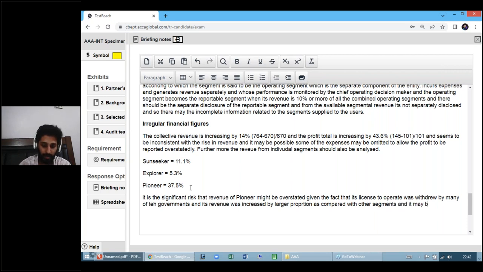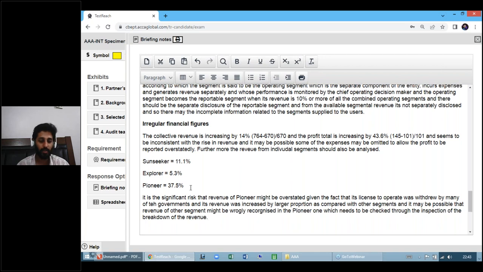and it may be possible that revenue of other segments might be wrongly recognized in the Pioneer one, which needs to be checked through the inspection of the breakdown of the revenue. That's it. This was my audit risk.